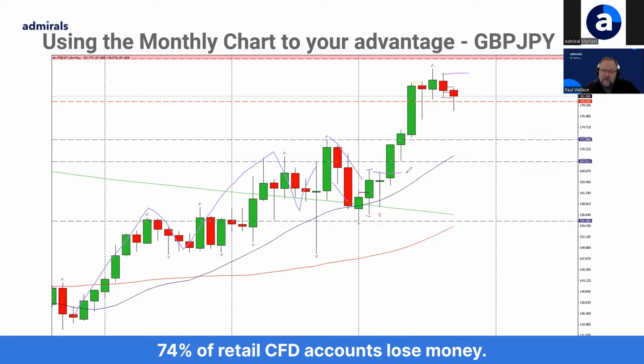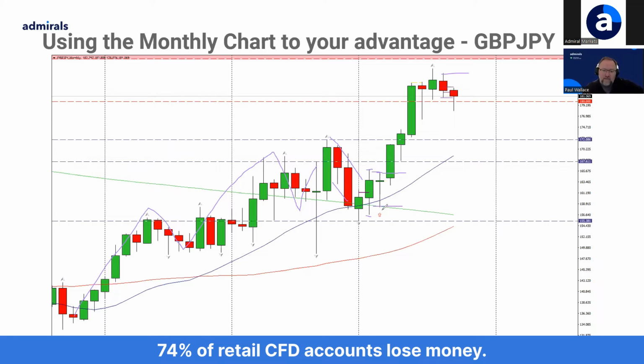But then, what was this candle here? This candle, the March candle, was an inside bar, but it was also a bullish candle. A bullish pin bar. Some people might call it a dragonfly doji. I would still be looking at that as a bullish pin bar.